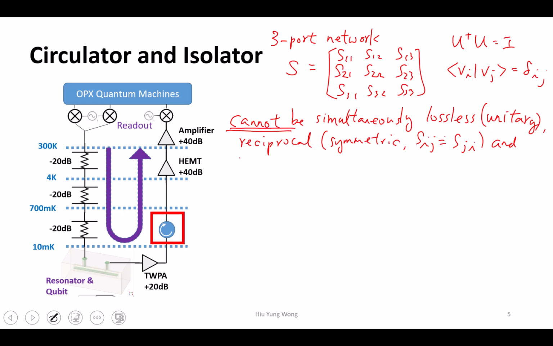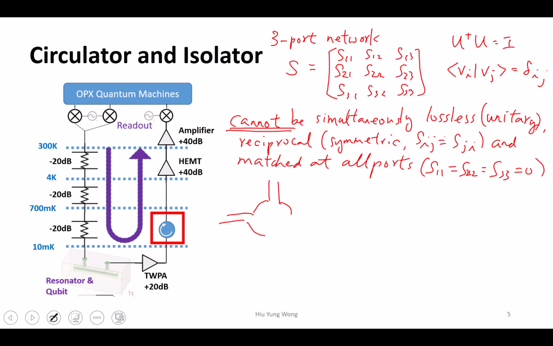And matched at all ports. What do we mean by matching at all ports? It means we can put a matching network so that there's no reflection. So S11 equals S22 equals S33 equals 0, right? So let's recall how we do the port. I hope that I have the convention correct, but I forgot. I might write it wrong if I don't do it correctly.